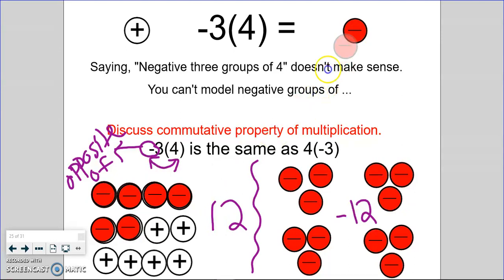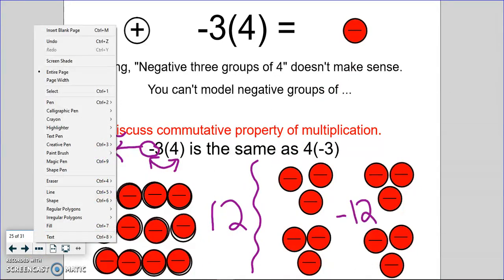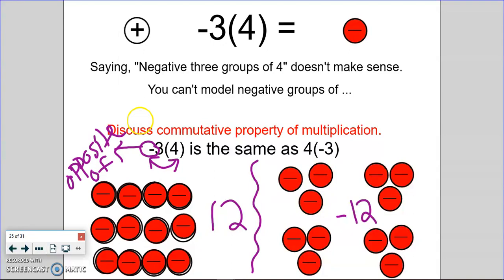As I drag these over to represent flipping them over to the opposite side, I'm going to throw in my negative sign in a second for my 12. Because the opposite of a positive 12 would then be a negative 12, which is going to be my answer that I'm going to write up top. So negative 3 times 4 is a negative 12.